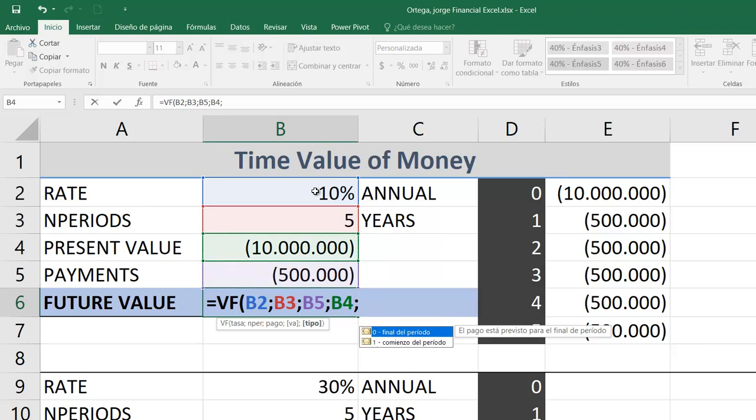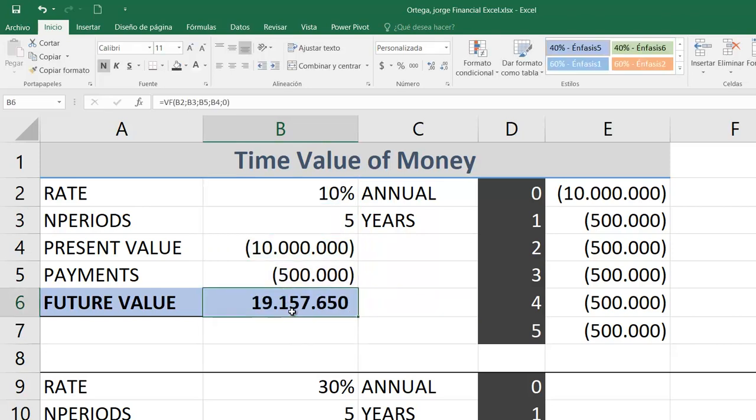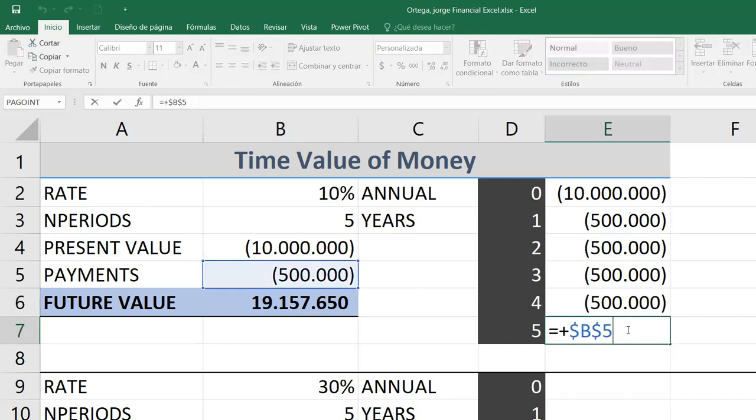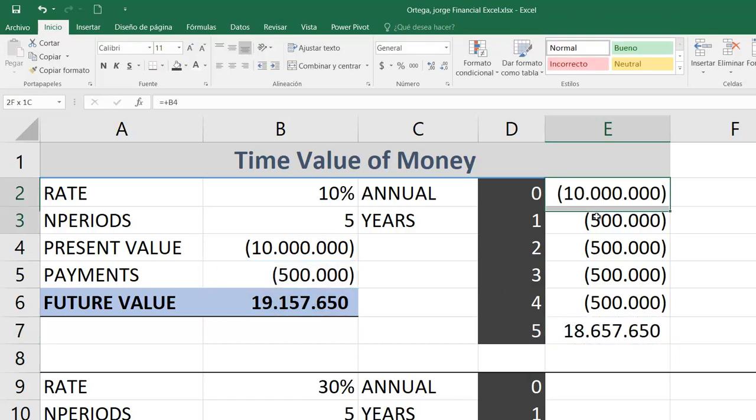The type, we click on 0, meaning all the payments are end period, and if the case is 1, it means that all the payments are at the beginning of the period. For the example, and normally it's 0 or nothing. You don't need to type it. So the answer is 19 million. So representing this into the cash flow means that the last one here will be plus this future value. So this would be the net cash flow.